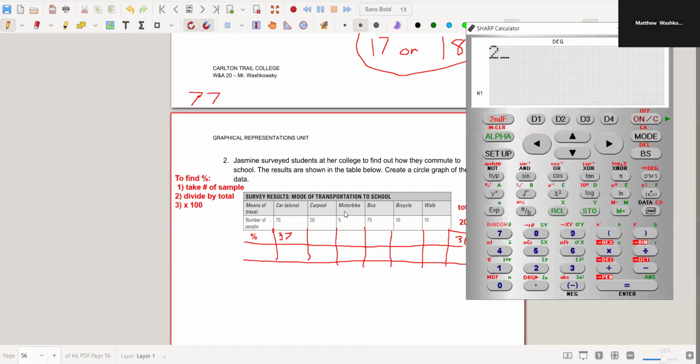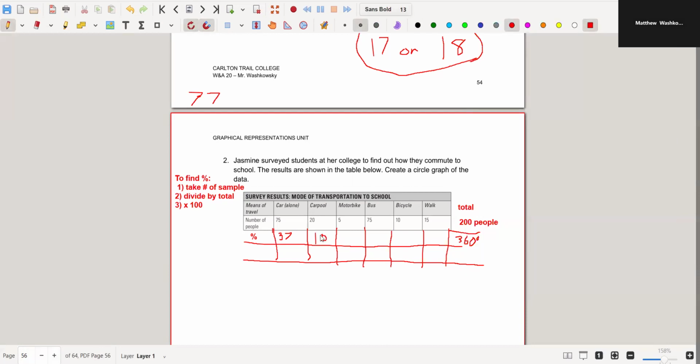All right. So find a percentage of carpools. Well, it's 20 over, there's 200 people, times by 100. Going to give me 10%. For this one here is going to be 2.5%. I rounded this one down. Let's round this one up to 3%. For 75, oh, I know that's 37.5. I'm going to round that one down again. 37. Wait. No, I didn't. Okay.